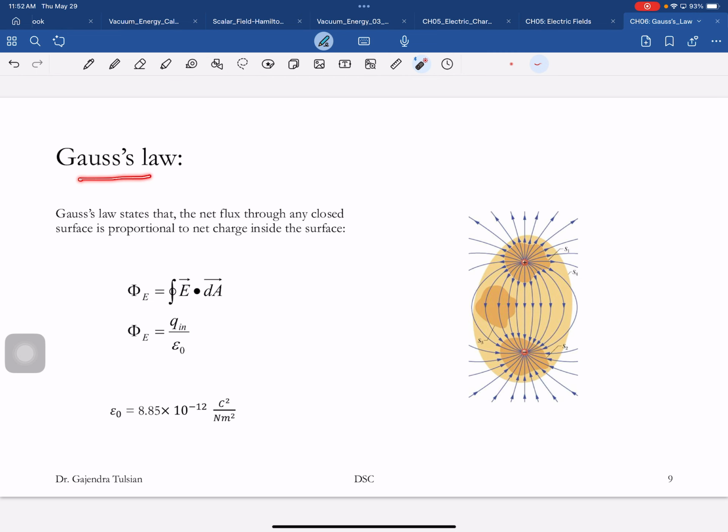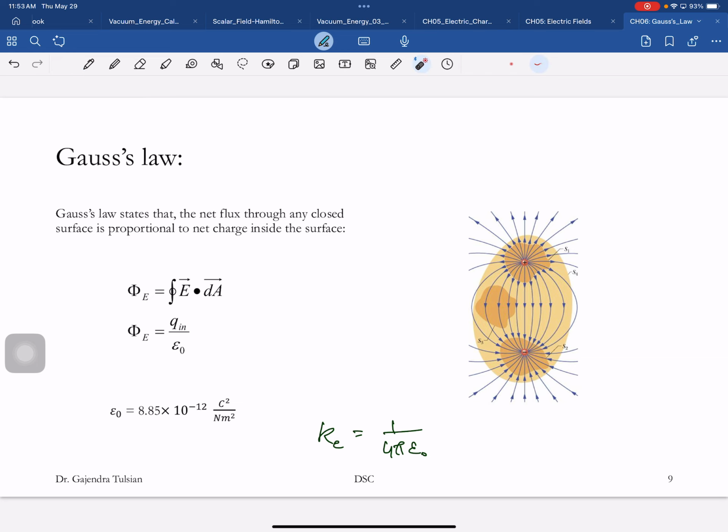So here's Gauss's law. The flux through an enclosed surface is equal to the charge inside the surface divided by epsilon naught. Epsilon naught is the permittivity of free space, and that's the value. And you might know that Coulomb's constant is related to the permittivity of free space, like that.